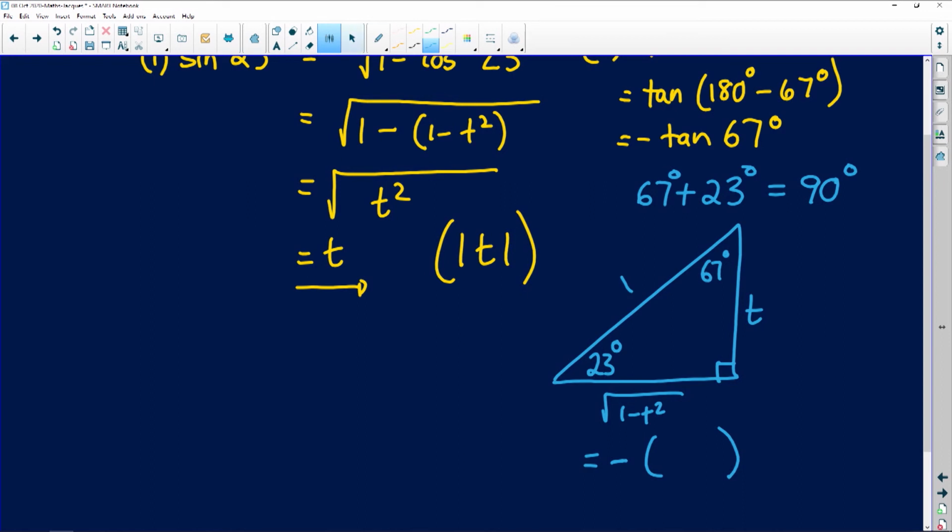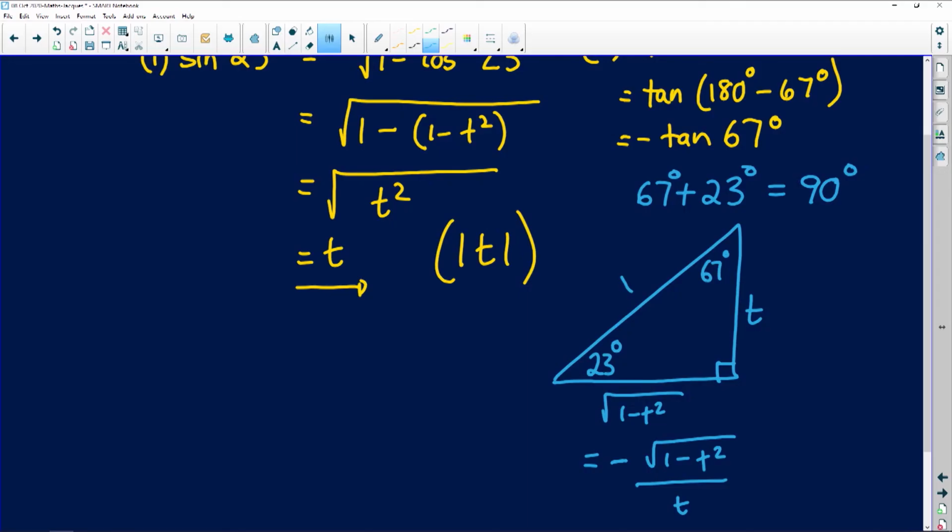Let me just remove those brackets quickly over there. We now have minus the opposite over the adjacent for the tan of 67. Folks, that's beautiful. The last question is asking for the sine of 67. You've got 67 there, so the sine will be opposite over hypotenuse. The sine of that is opposite over hypotenuse.